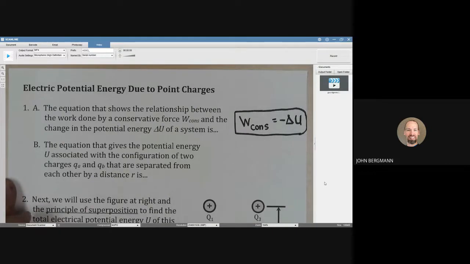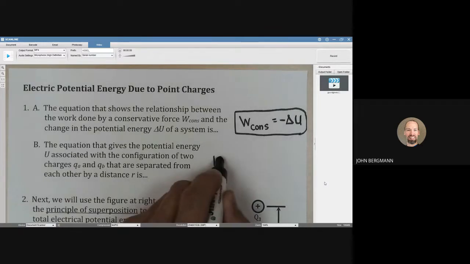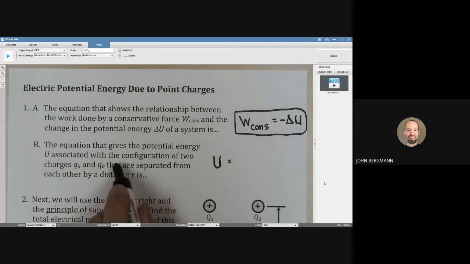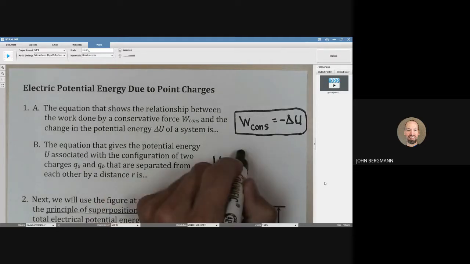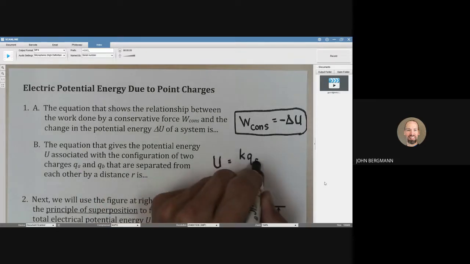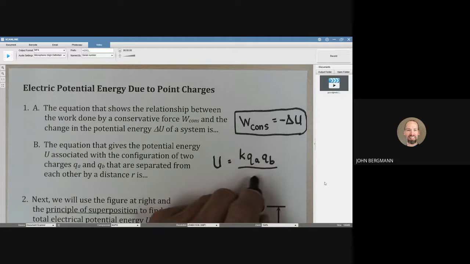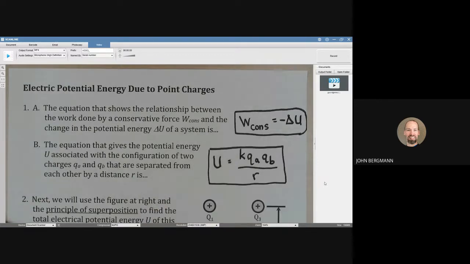That equation is an important one in physics. Here's another one that's important. The equation that gives the potential energy U associated with the configuration of two charges QA and QB is very similar to Coulomb's law, except Coulomb's law has R squared in the denominator and the potential energy only has R. Be very careful of that. All right, we're going to use that equation here in a bit.